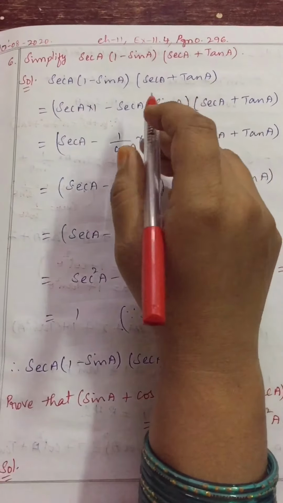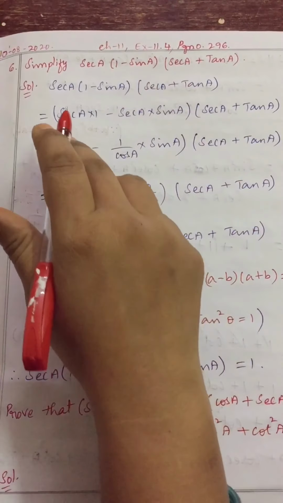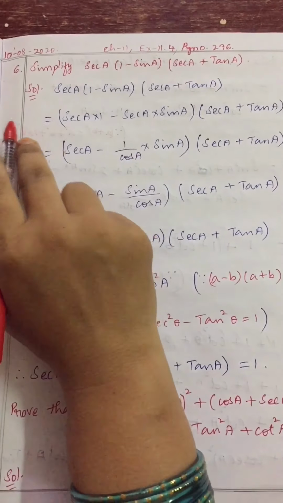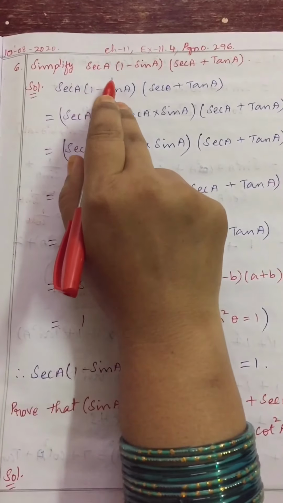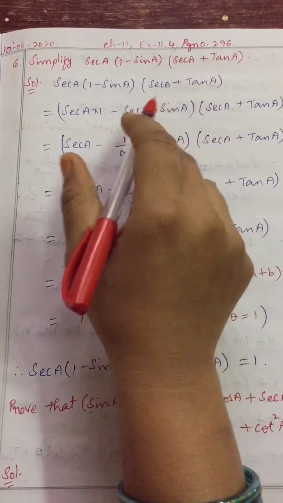Good morning children. In the previous class we were solving chapter 11, exercise 11.4. Today we will continue the same exercise with some other problems. Question number 6: Simplify secant a into 1 minus sin a into secant a plus tan a. We need to solve it.